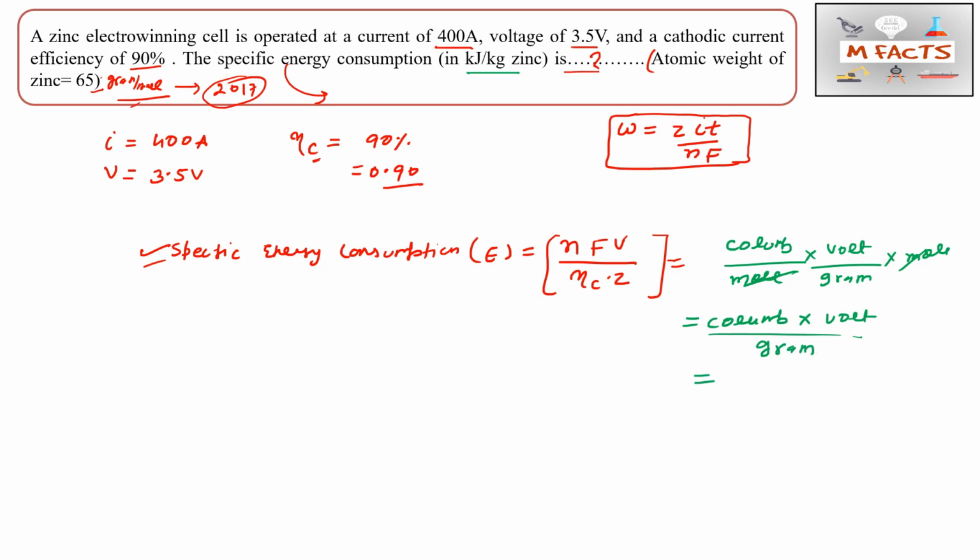Okay, so this coulomb into volt is basically what? This coulomb times volt is equal to joules. Okay, so joule per gram. So whenever we calculate specific energy consumption by using this formula, you will get the answer in joule per gram.